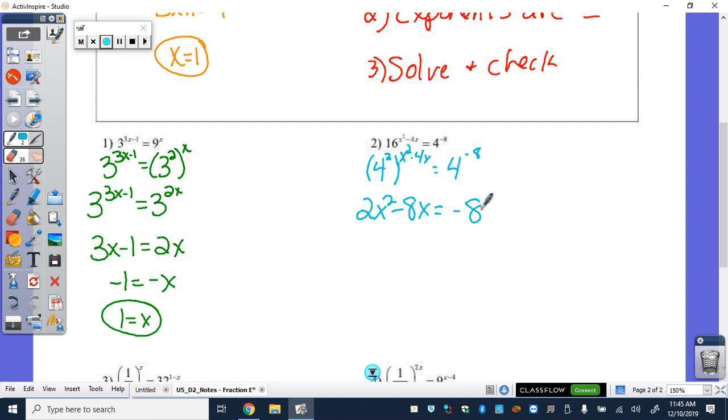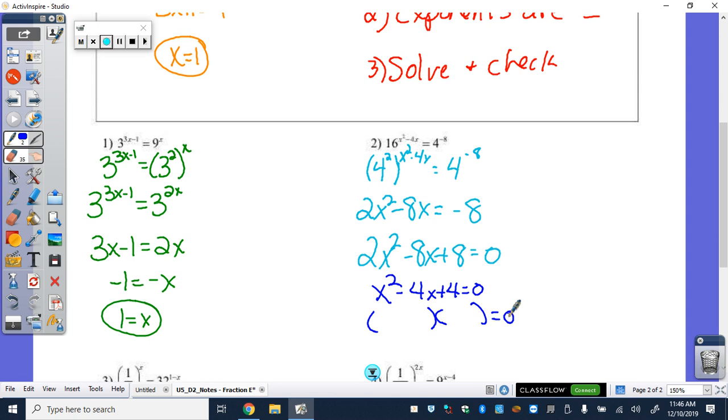Because we have an x squared, what are we eventually going to have to do? Factor. So add your 8 over. Divide by 2 to help us try to solve. And how would this factor? X squared minus 4x plus 4. X minus 2, x minus 2. So we get positive 2 as our answer.